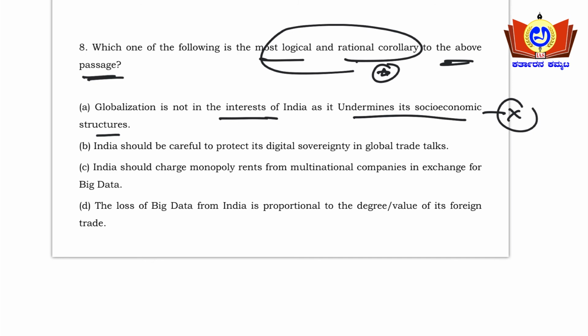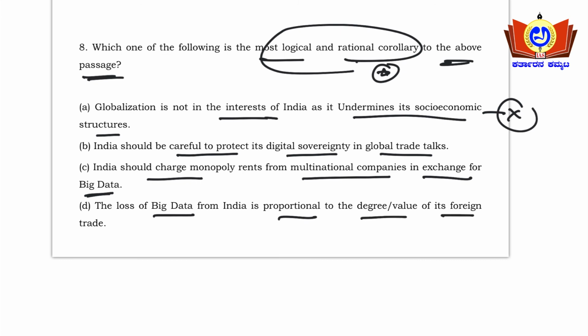Okay, logical reasoning here. The passage speaks differently. India should be careful to protect its digital sovereignty in the global trade talks here. Okay, India should charge monopoly rents from multinational companies in exchange for big data. So option D is the loss of big data from India is proportional to the degree value of its foreign trade. So these are the four options and option A is wrong here, my dear friends.